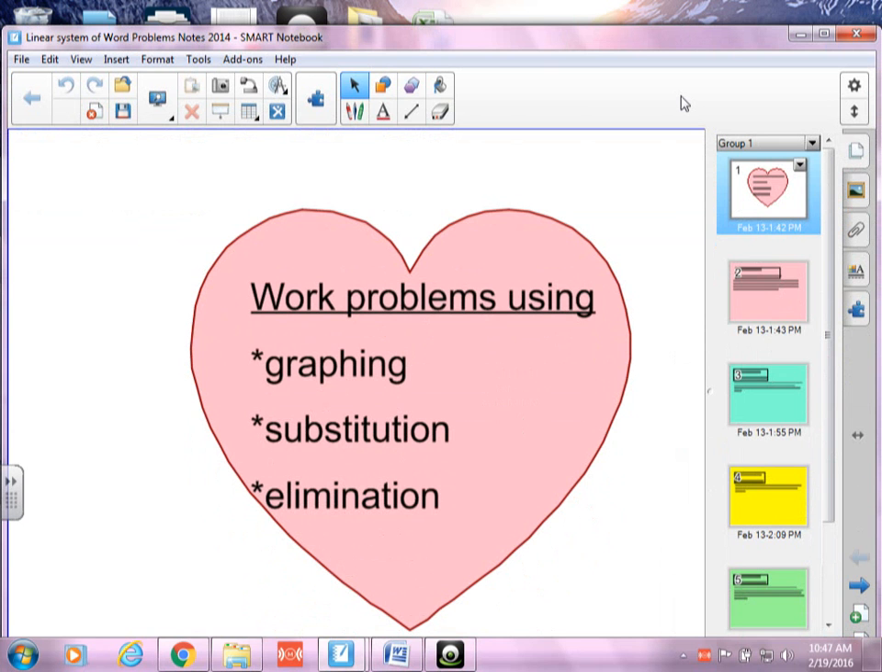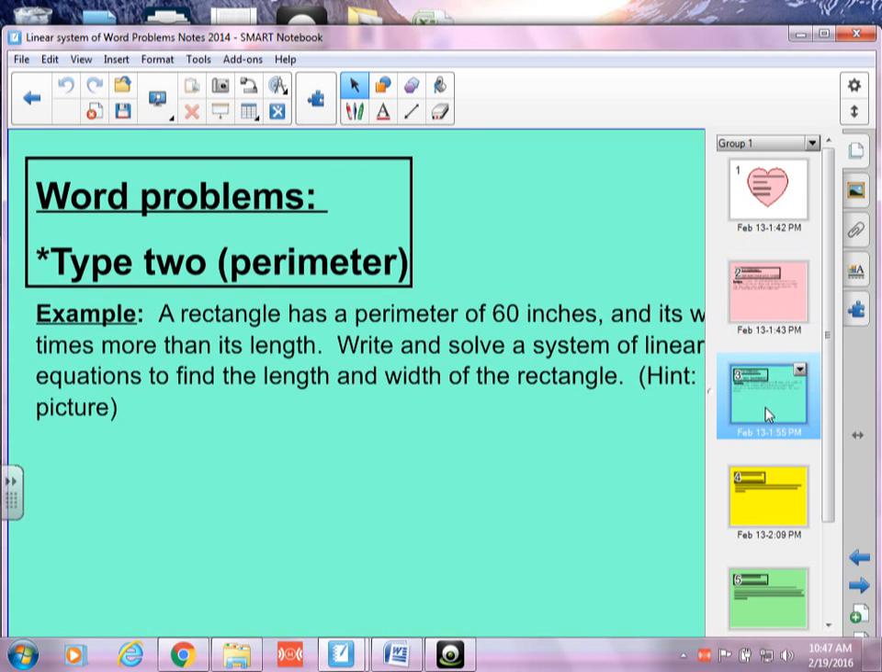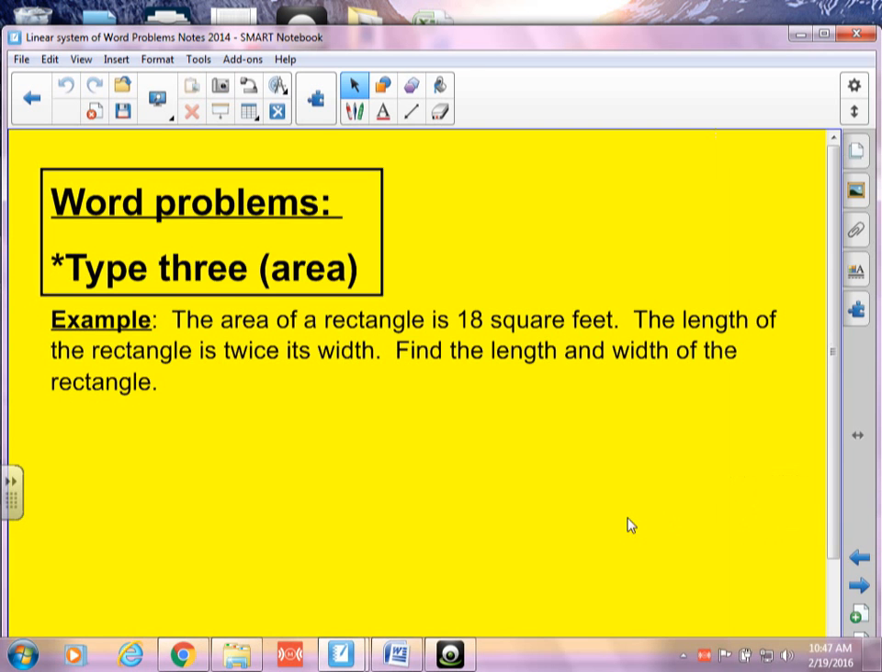All right. Today what we're gonna do? We did cost and count one day. Yesterday we did perimeter. Today what we're gonna do is work with area. Same type of thing as before. We've got our 5 steps to word problems. We're gonna read the problem.